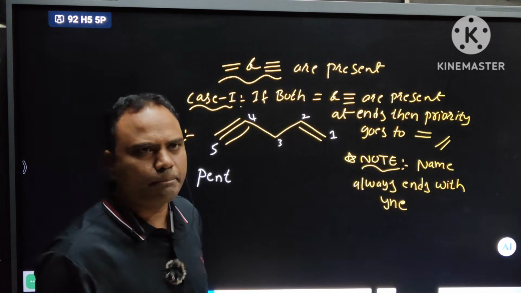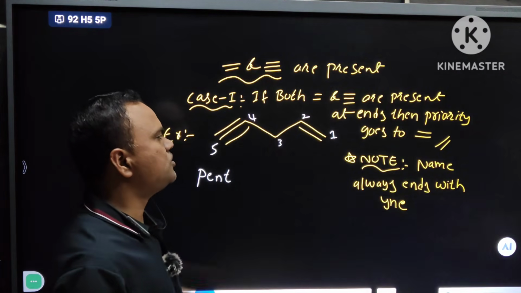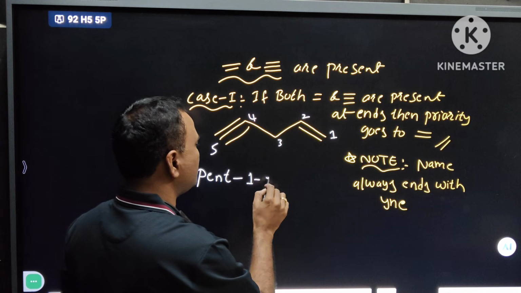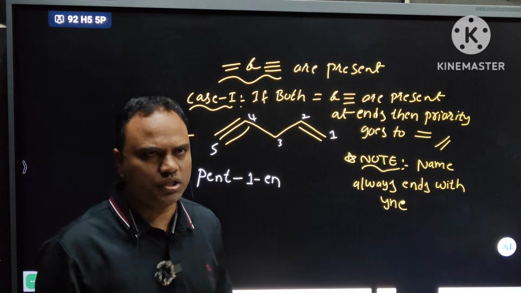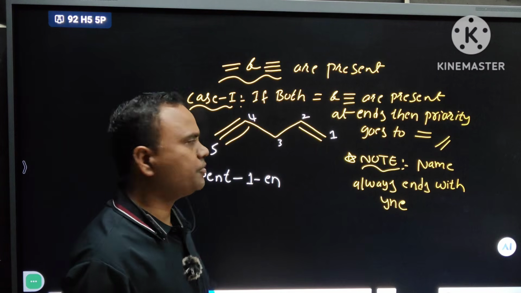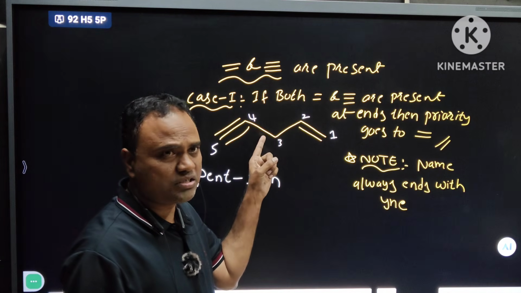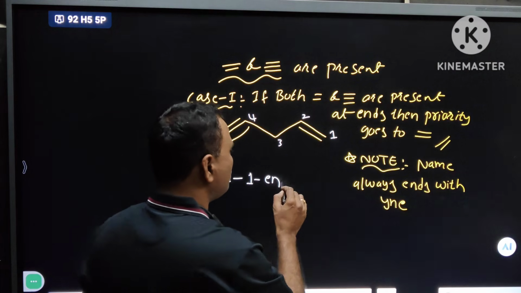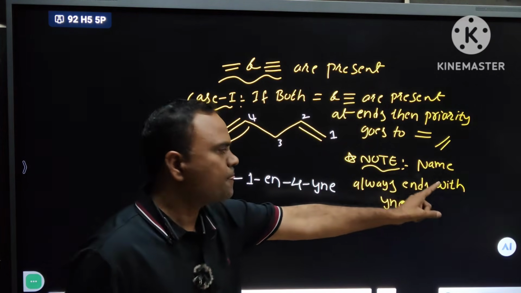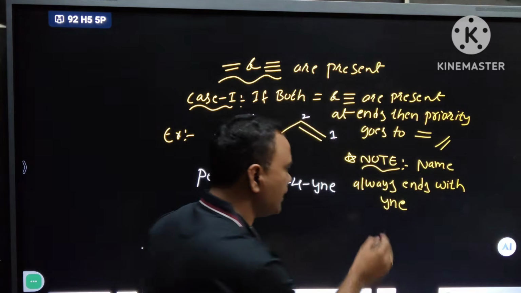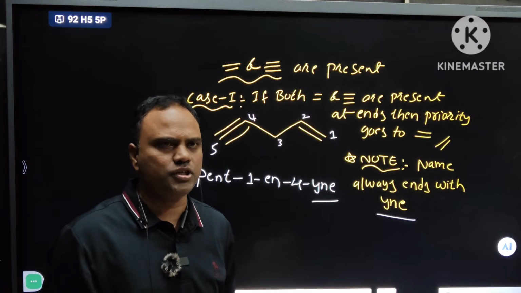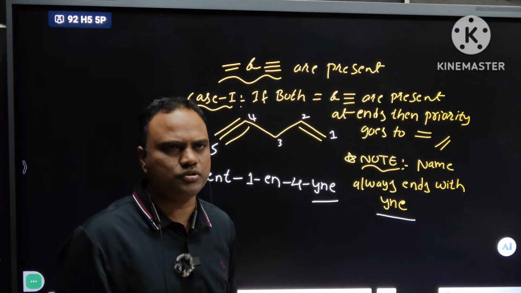So pent. Mention the position of the double bond: pent-1-ene. The triple bond is starting at the 4th carbon, so 4-yne. We should follow this. The name always ends with ine. See, the name is ending with ine or not? That is the rule actually. We should follow the IUPAC rules.